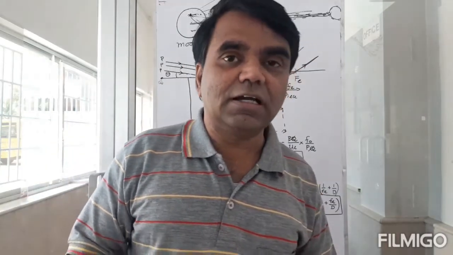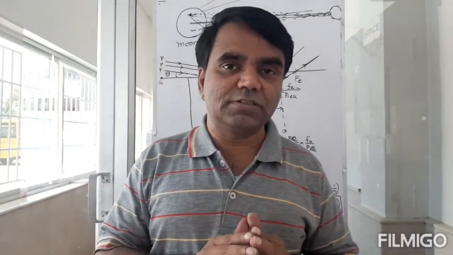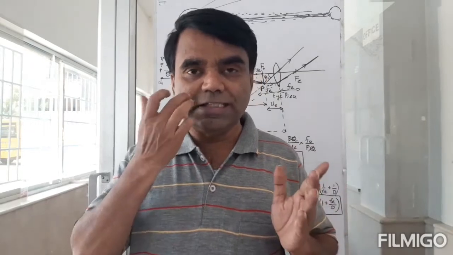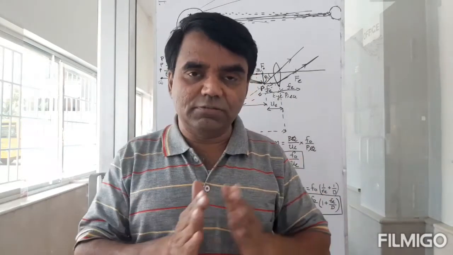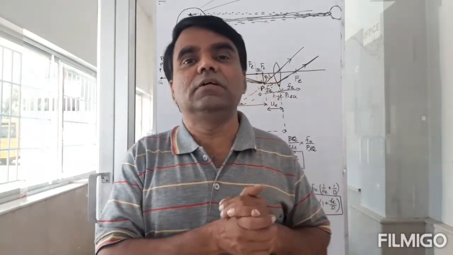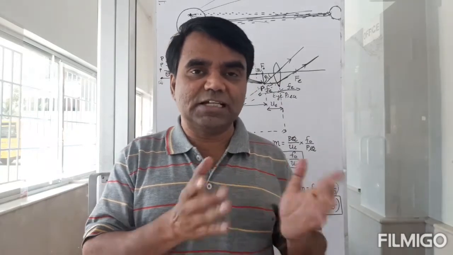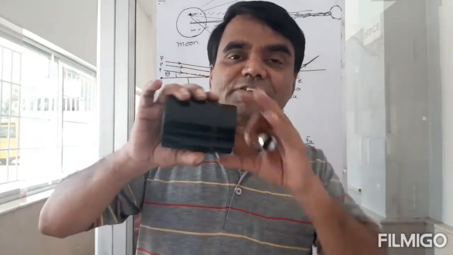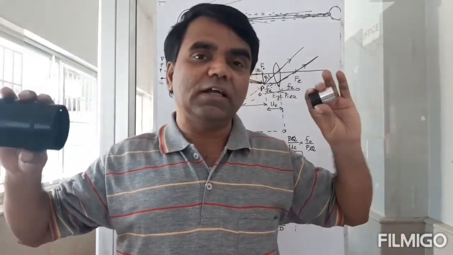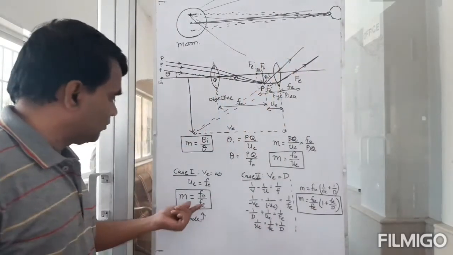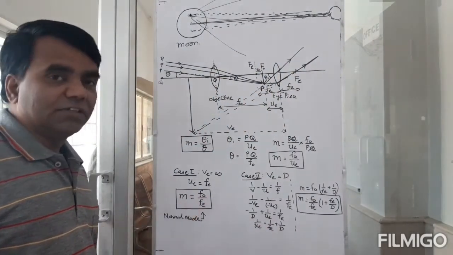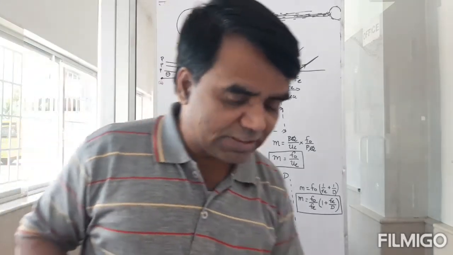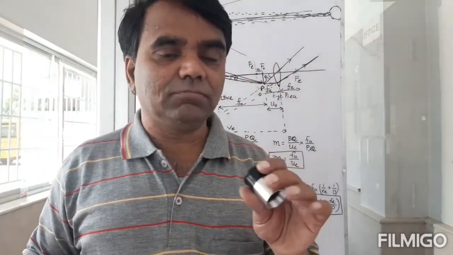Okay. So the difference between a microscope and a telescope is this. For the microscope, we said both the objective and the eyepiece must have small focal lengths. But for a telescope, the objective must have a long focal length and the eyepiece must have a small focal length for you to have a big magnification.